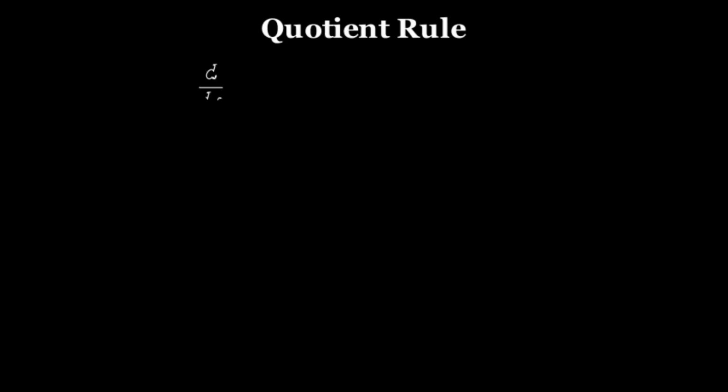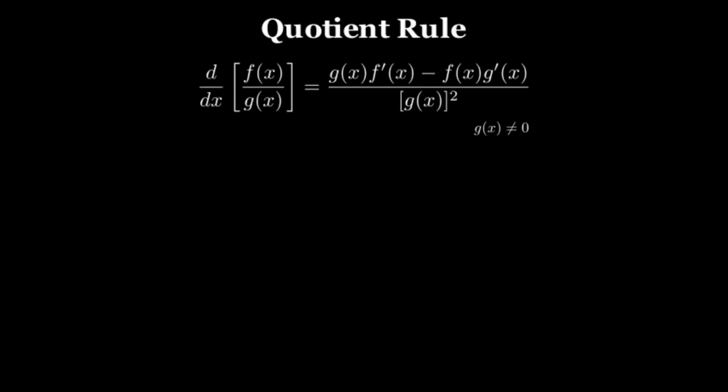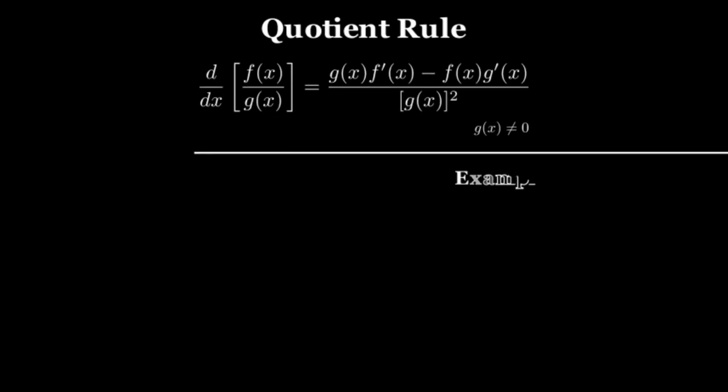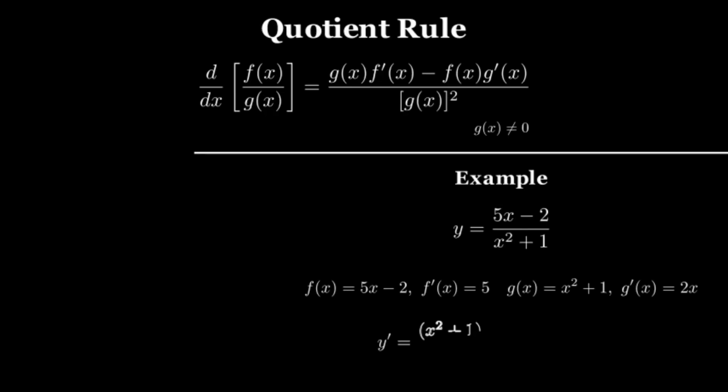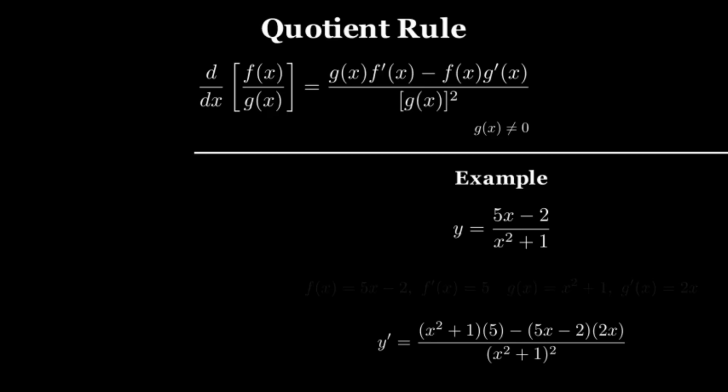Now, here's the formula for the quotient rule. You almost always use it when there's a fraction as a question. And just like before, you find the derivatives of the numerator and denominator and follow the formula to get your answer.